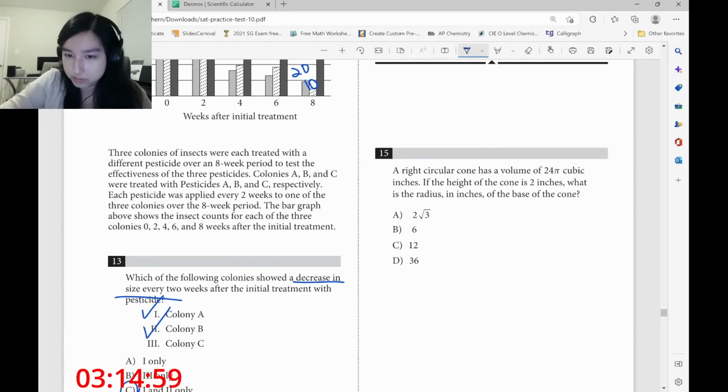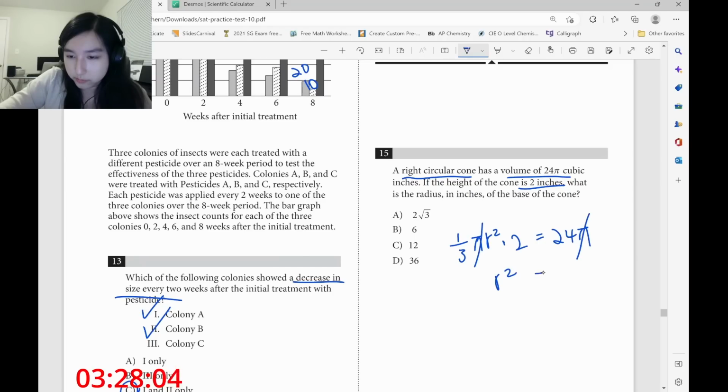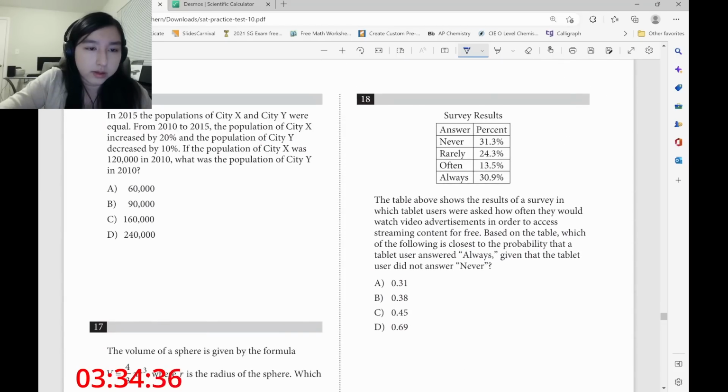Right circular cone, volume, and we know the height. So 1/3 pi r squared times 2 equals 24 pi. Strike out the pi's. 24 divided by 2 times 3, 36. r is going to be 6. Alright, let's look at this.